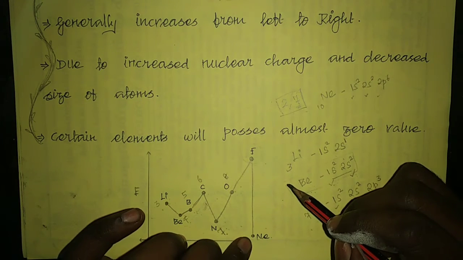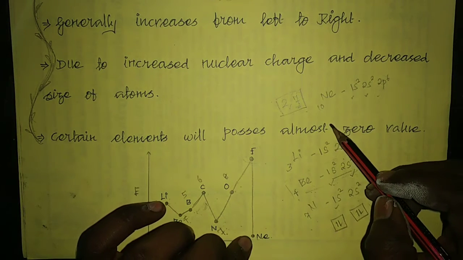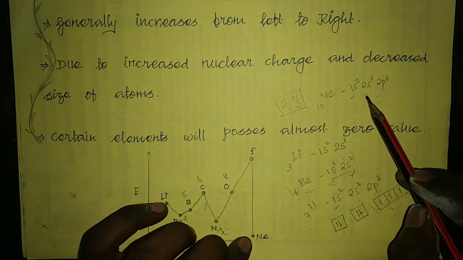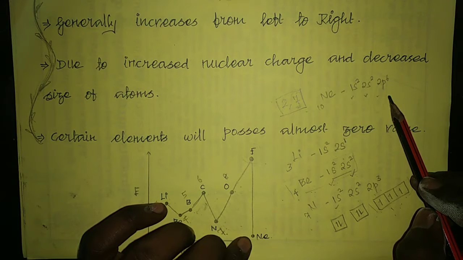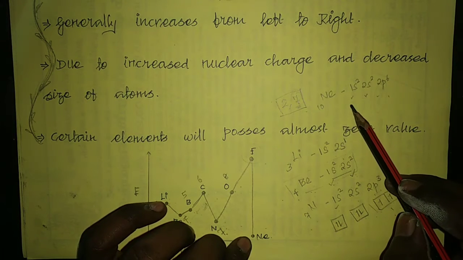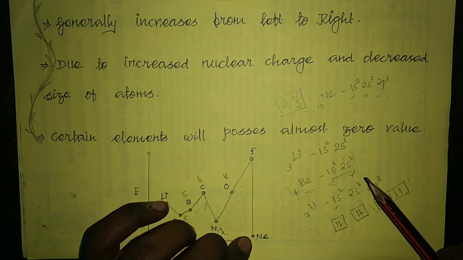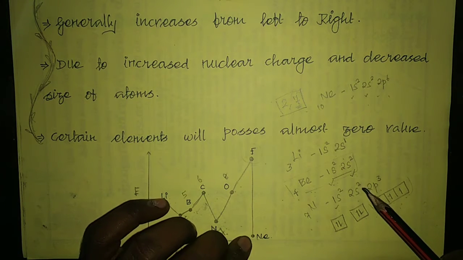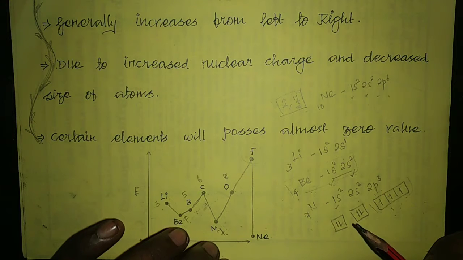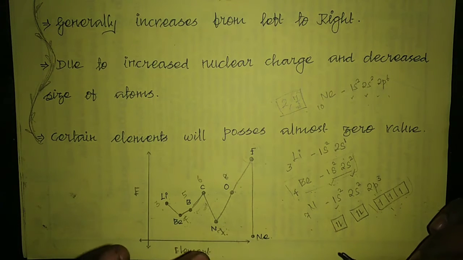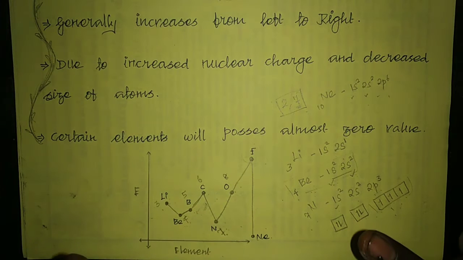Neon is a noble gas. What is the atomic number of neon? 10, and its electronic configuration will be 1s2, 2s2, 2p6. So here 1s orbital is completely filled, 2s orbital is completely filled, then 2p orbital is also completely filled. So there is no possibility of adding any electron, and we cannot extract any electron either.